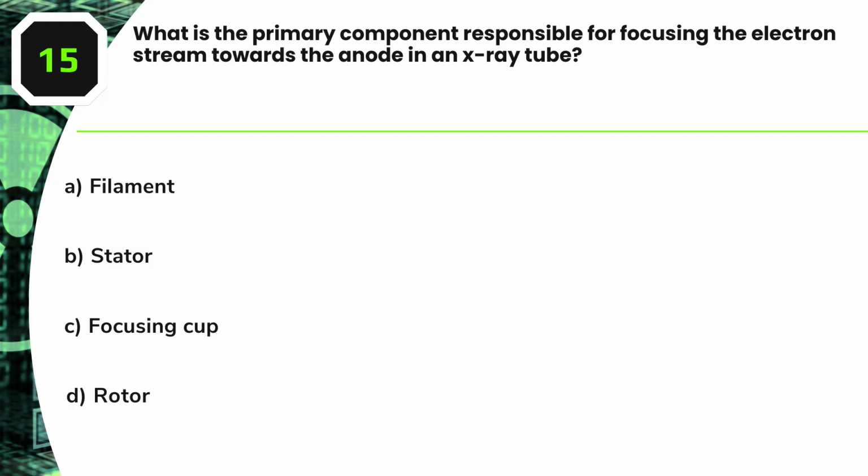Question 15. What is the primary component responsible for focusing the electron stream towards the anode in an X-ray tube? A. Filament. B. Stator. C. Focusing cup. D. Rotor.